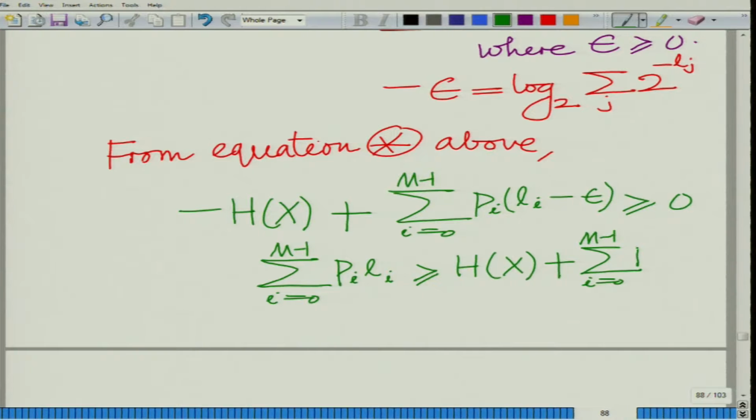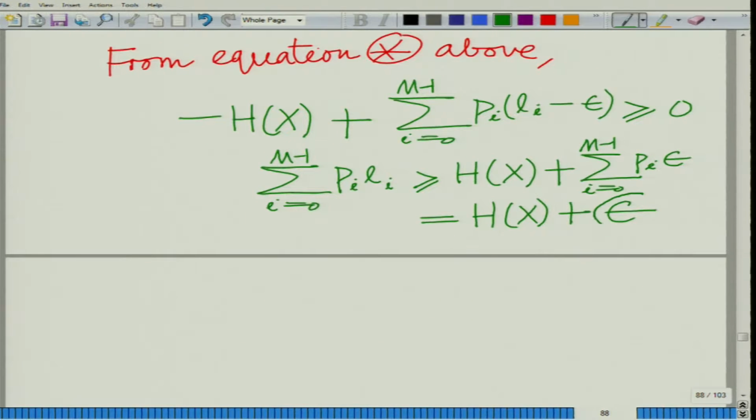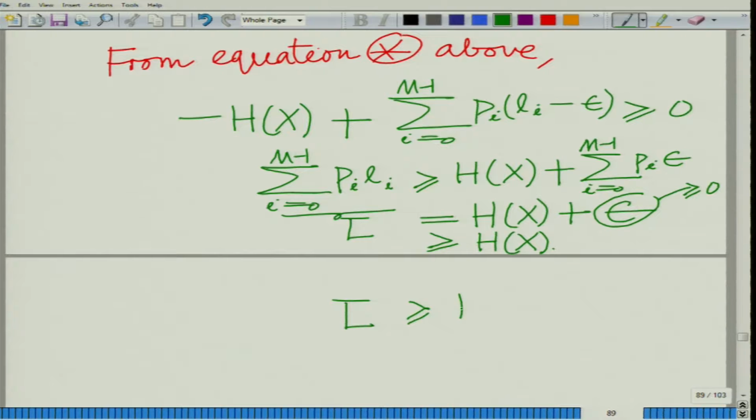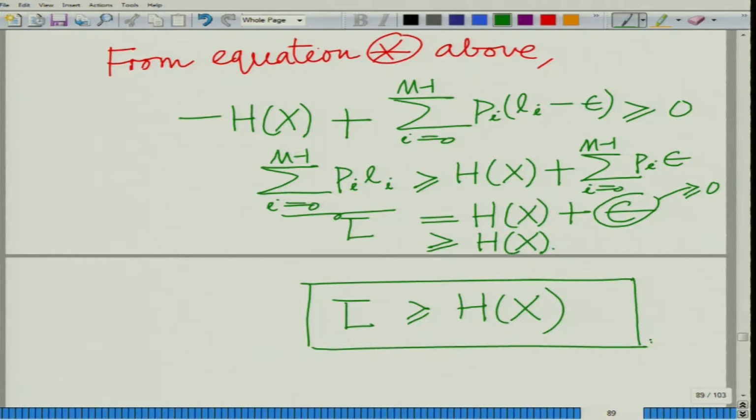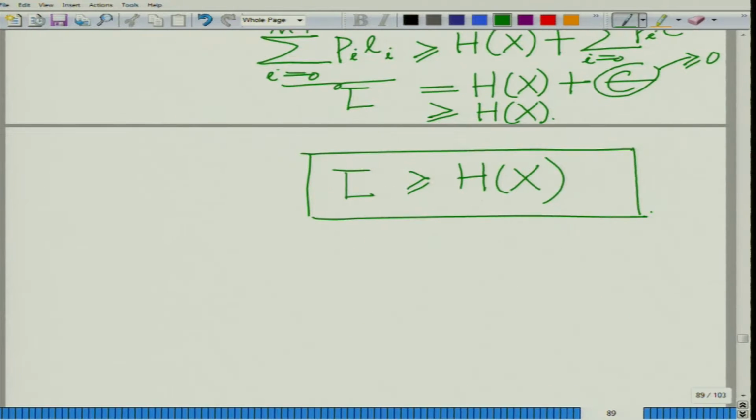of pi into epsilon. Epsilon is a constant that comes out, and the summation of pi is equal to 1. So, this is simply Hx plus epsilon. Now, epsilon is positive, recall epsilon is greater than or equal to 0, which implies this is greater than or equal to Hx. And this is nothing but L bar. So, we have L bar greater than or equal to Hx, which is the entropy of the source, that is the summation of pi log 1 over pi.